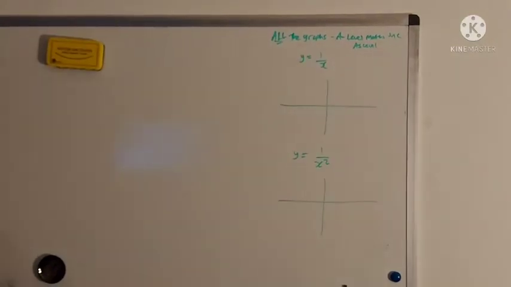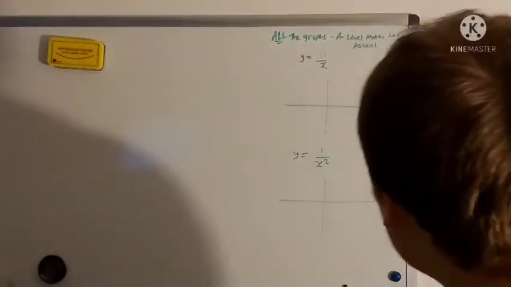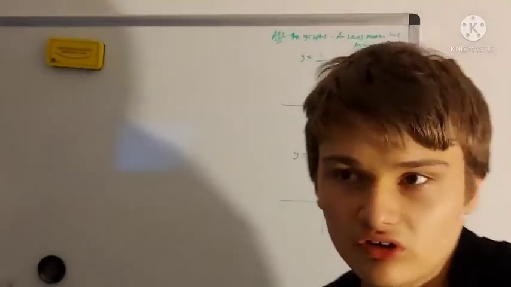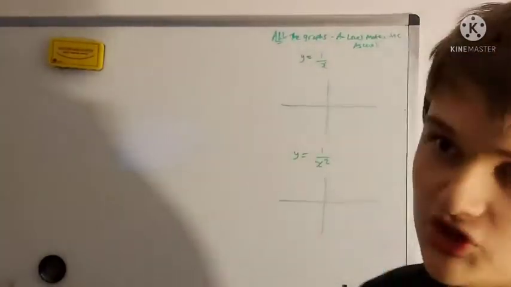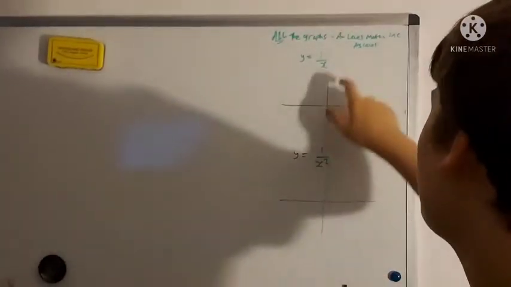Okay, so moving on to some reciprocal graphs then. So y equals 1 over x. Now, 1 over x has a horizontal asymptote. Basically that means it'll get closer and closer, but it won't actually touch it because you can't divide by 0.